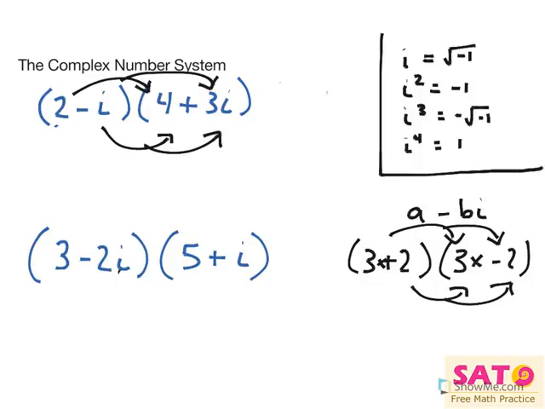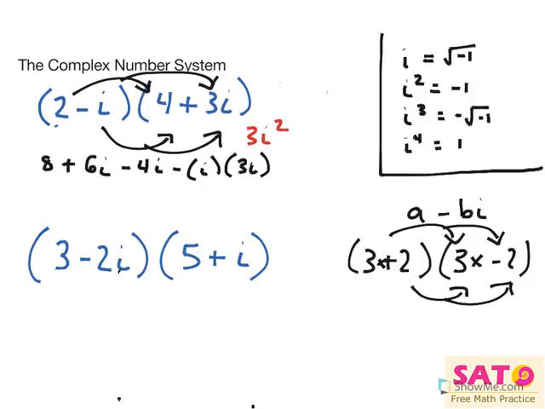Let's multiply it out. So 2 times 4 is 8. 2 times 3i is just 6i, just like standard multiplying. -i times 4 is -4i, and what do we have here? We have -i times 3i. So we're at a kind of a roadblock here. What is 3i times i? Well, that's 3i squared.